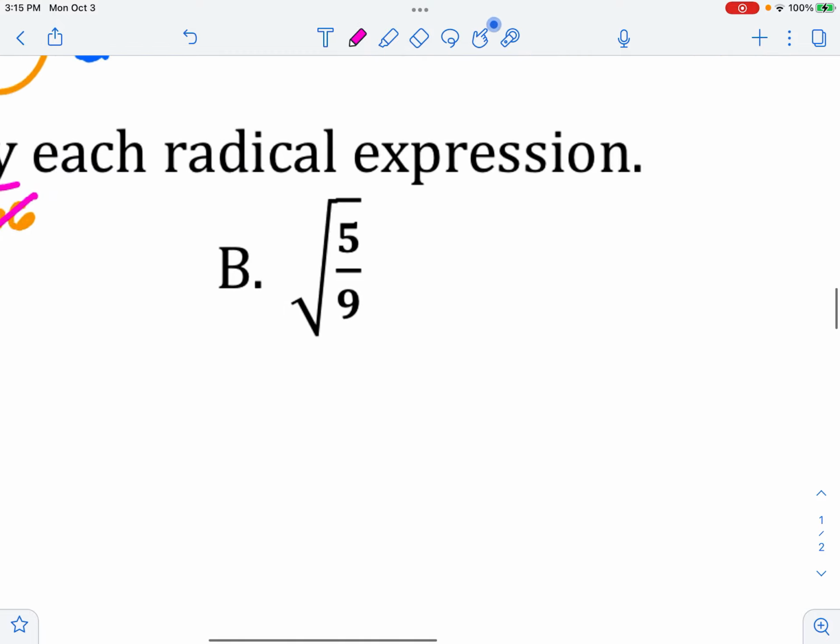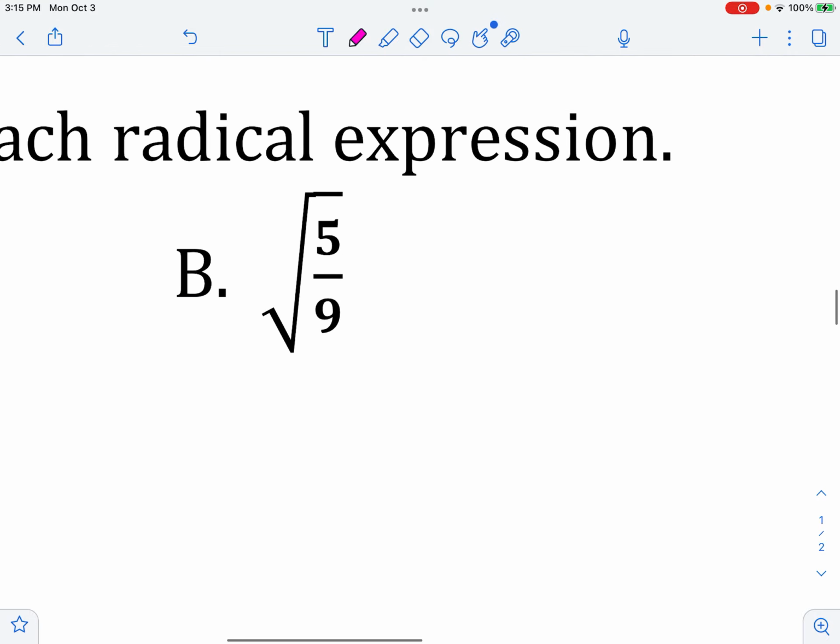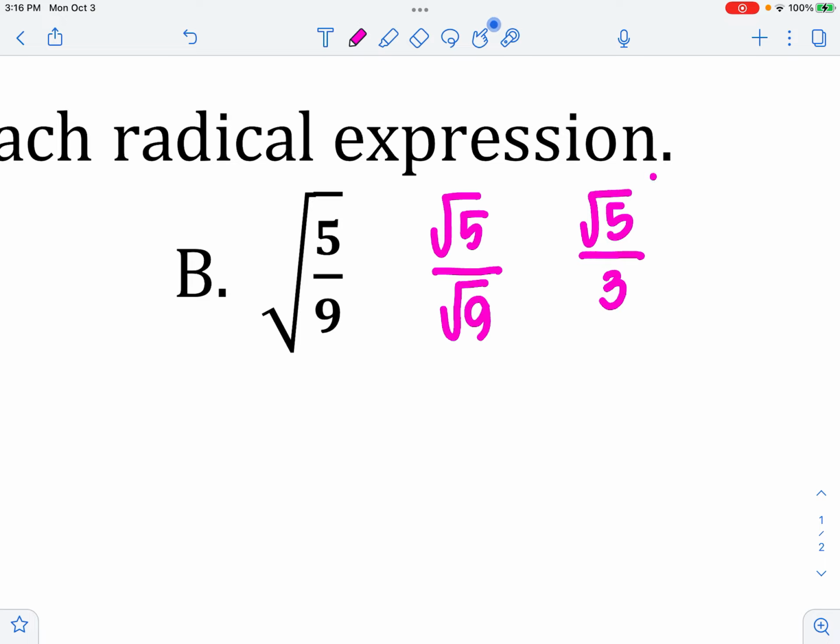Okay, next we have a fraction. We're square rooting a fraction. So remember, if you want to square root a fraction, you square root the numerator and you square root the denominator. If you look at the denominator, we know the square root of 9. So this is root 5 over 3.